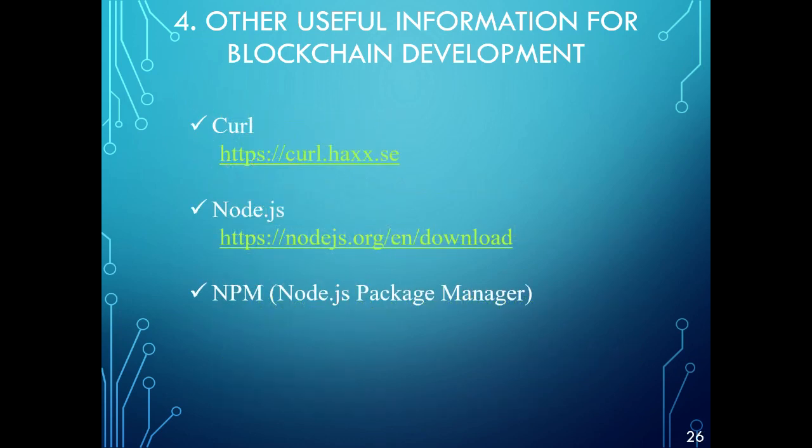Curl offers command line tools and a library for transferring data with URLs. It also has functions for transmitting data using various communication protocols. Node.js provides command line commands and a collection of JavaScript APIs for back-end development. NPM means Node.js Package Manager. This program packages modules used in Node.js and manages and distributes them using the npm command.